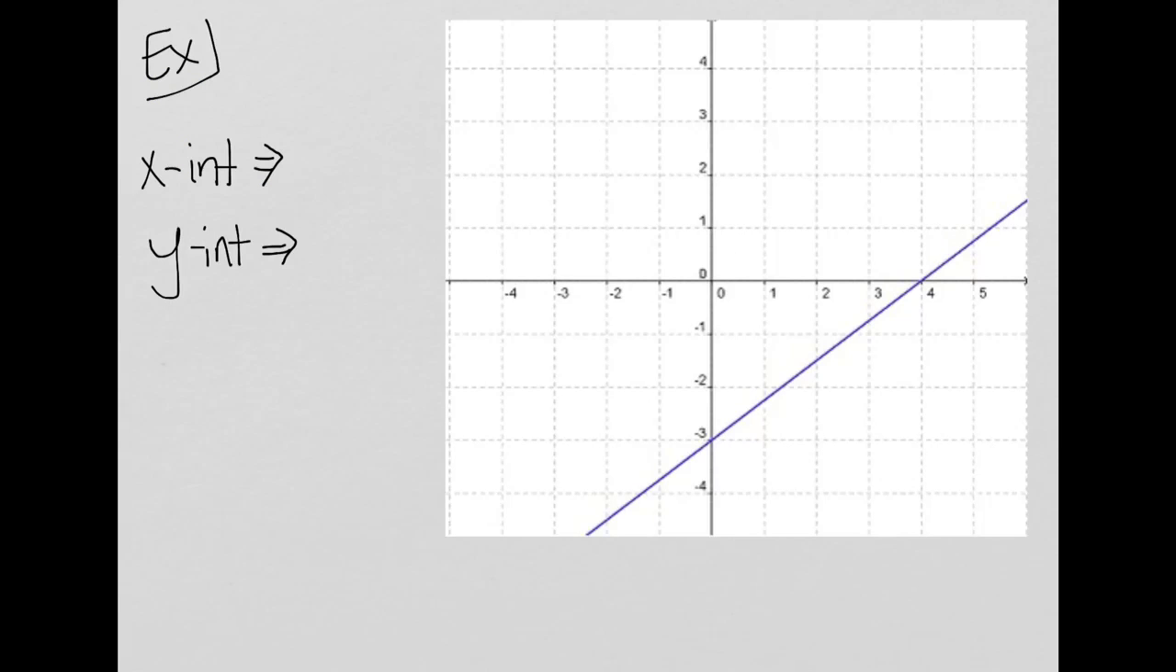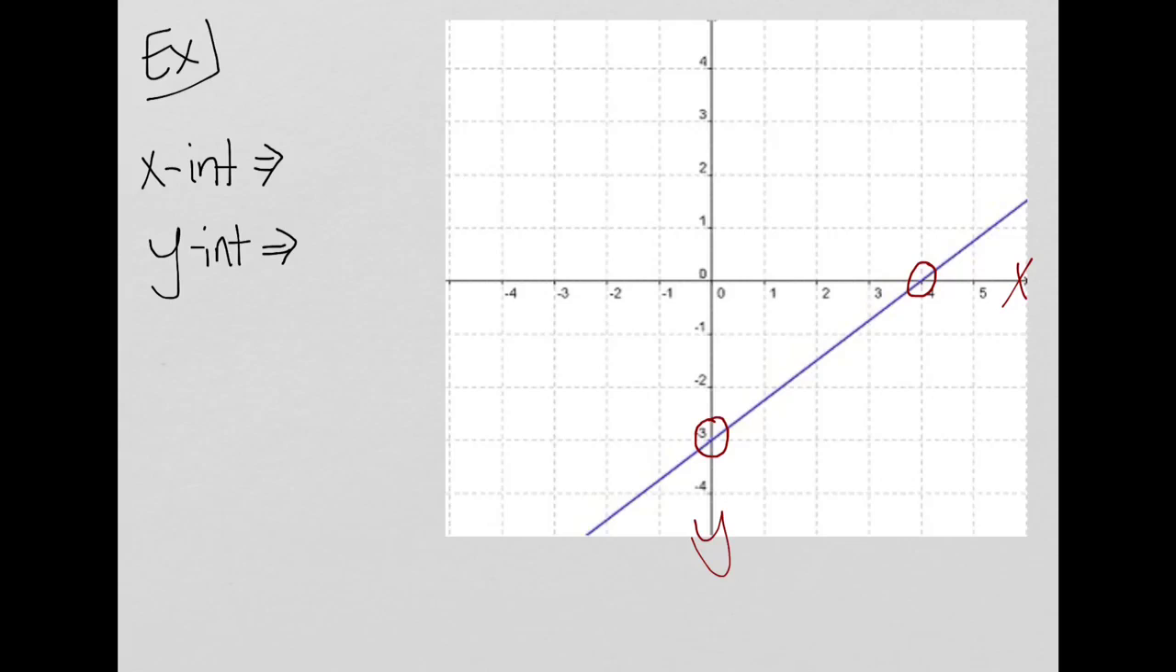Let's talk about examples. In this graph, graphs are going to be the easiest way to find these things. All you really have to do is know what axis is what. So hopefully you're looking at this and knowing that this is the x-axis, this is the y-axis. If I want x-intercepts, I can see that right here the line has a point that's crossing the x-axis. Now if I'm looking at y-intercepts, I can see that the line falls here on the y-axis. So those are the only two intercepts I have.